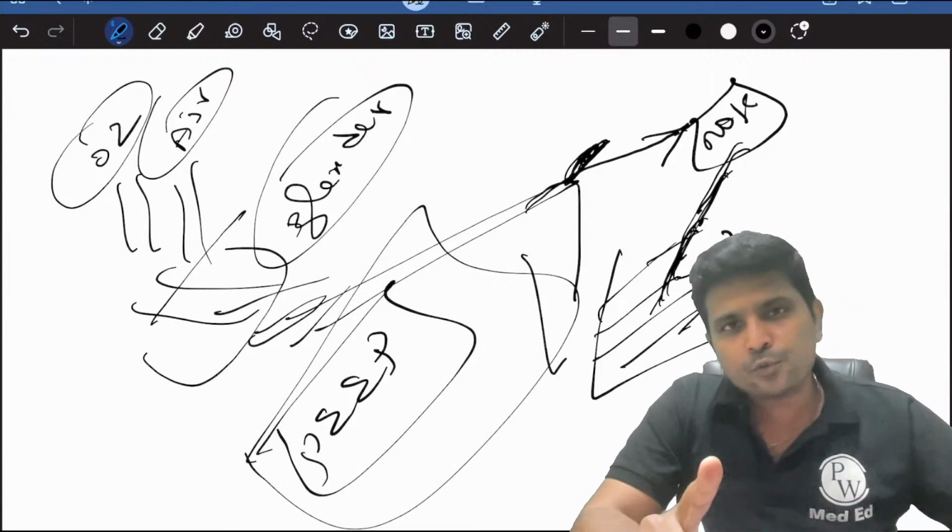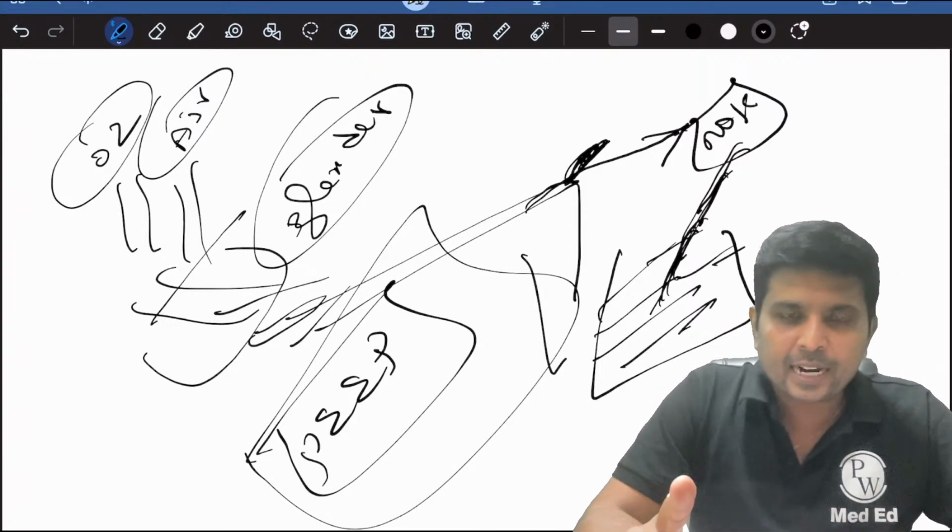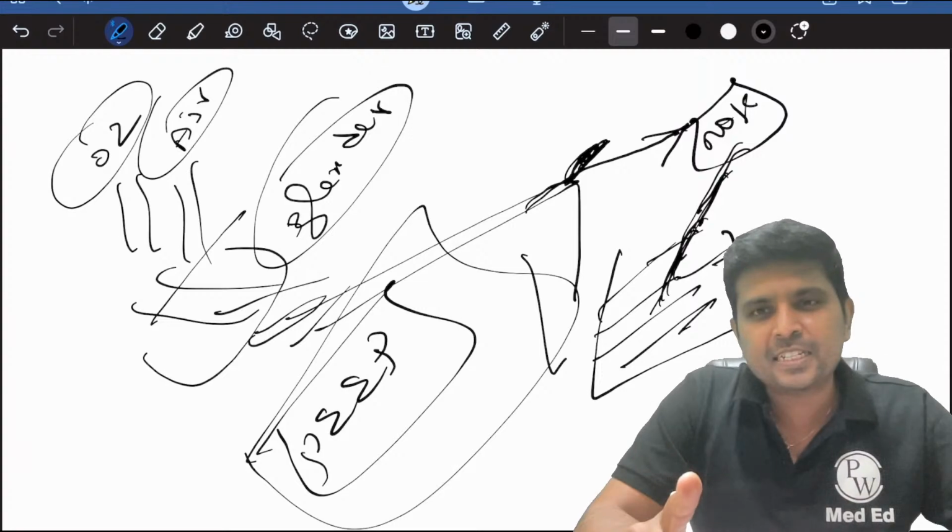CPAP indication is what? Heart rate is more than 100 but labored breathing and persistent cyanosis.